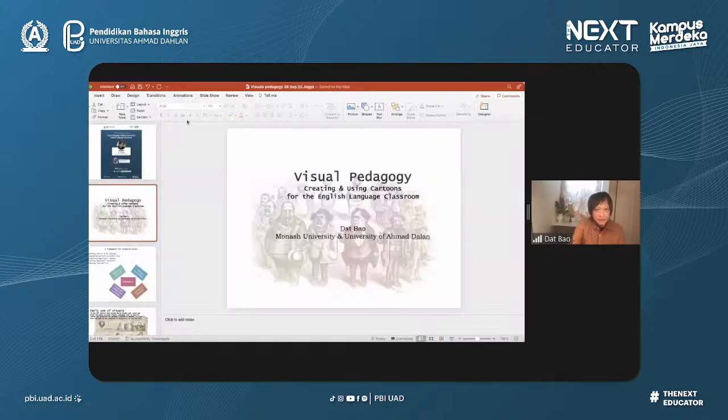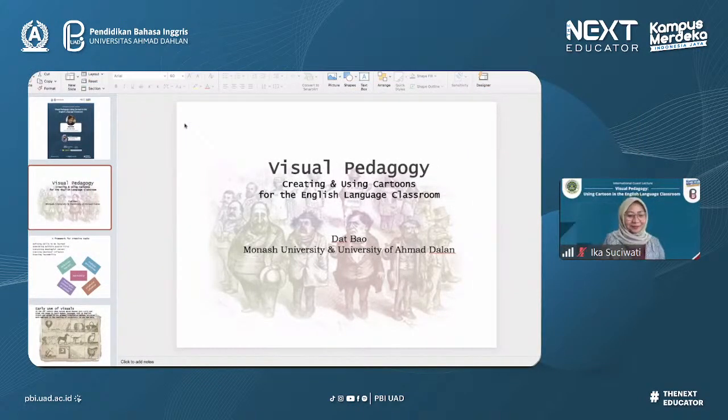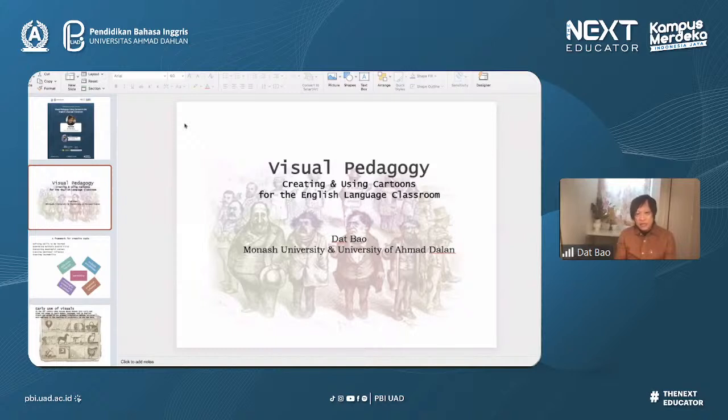I'm going to share screen, and we'll talk about this topic. I hope you can see this. Visual pedagogy. I added "creating" to the topic registered with you. It was just using cartoons, but I realized that we teachers are not only using cartoons, we are also entitled to creating them. Again, visual pedagogy, creating and using cartoons for the English language classroom.